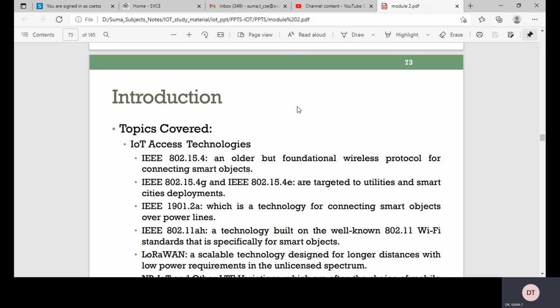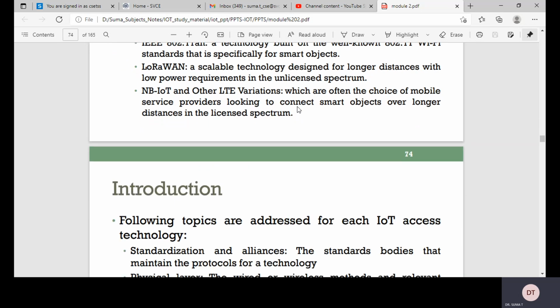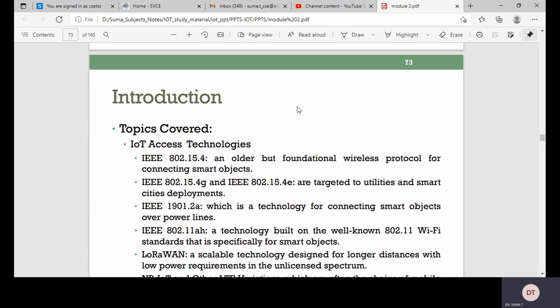So in this particular topic, which I am going to cover, it is about the IEEE standards. That is the 802.15.4, 802.15.4g, IEEE 1901.2, and 802.11ah, and LoRaWAN technology. And these are the different access technologies that we are going to use for the IoT.